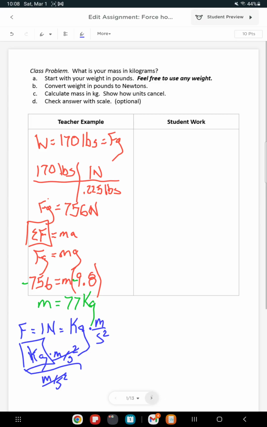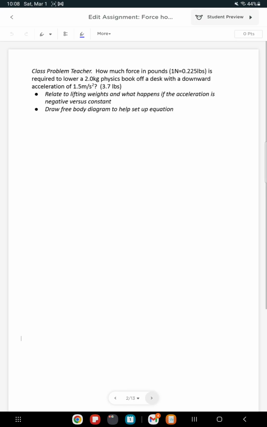All right, next question. Typically, if we are lifting something, we will have to do that weight calculation. That'll come second nature once you've done a couple of these. So for this one, how much force in pounds is required to lower a 2 kilogram physics book off a desk with a downward acceleration of 1.5 meters per second squared?